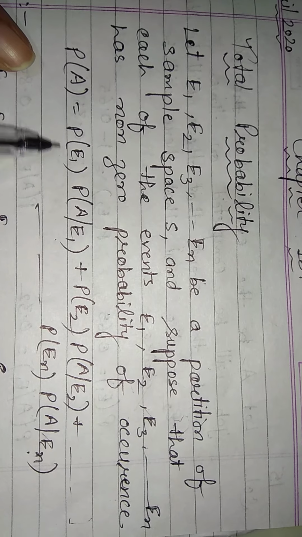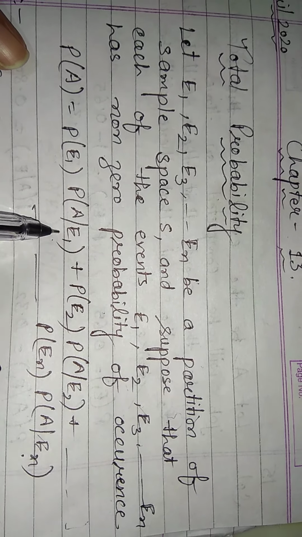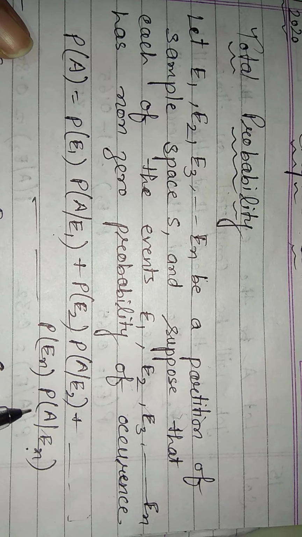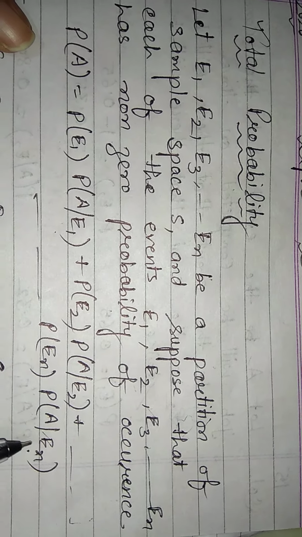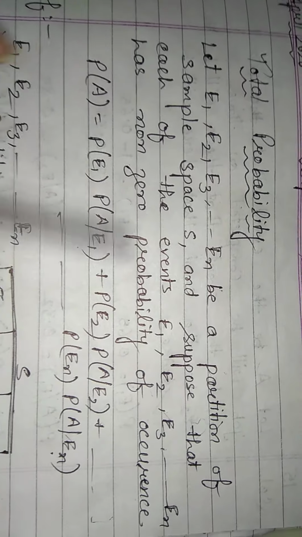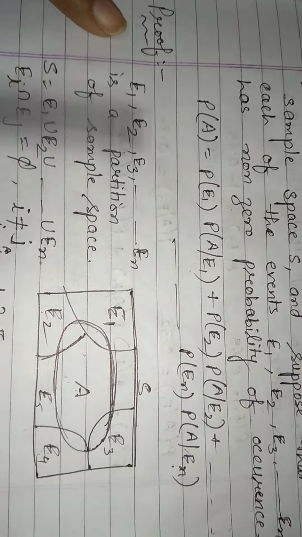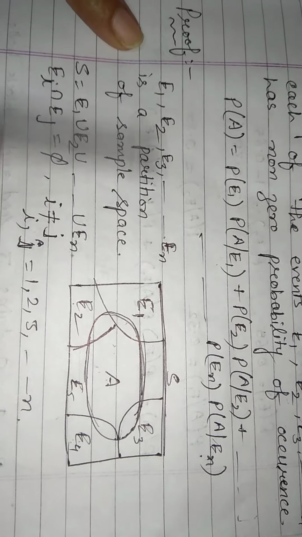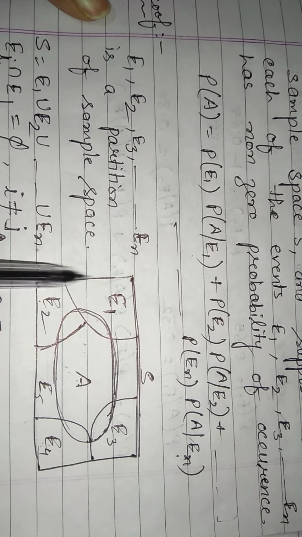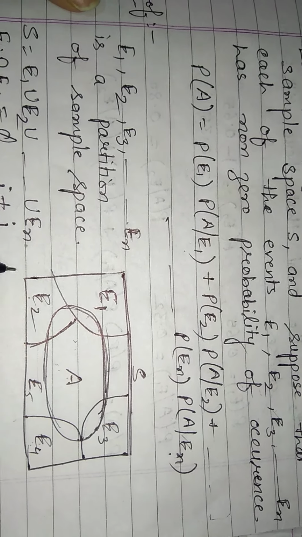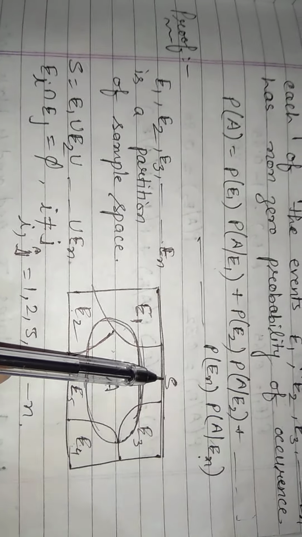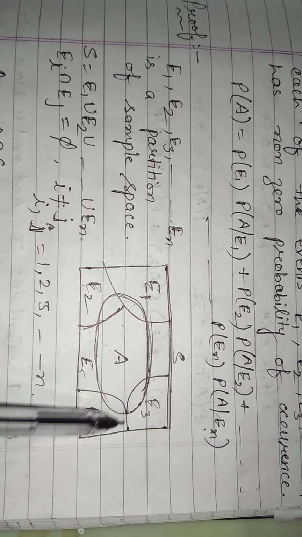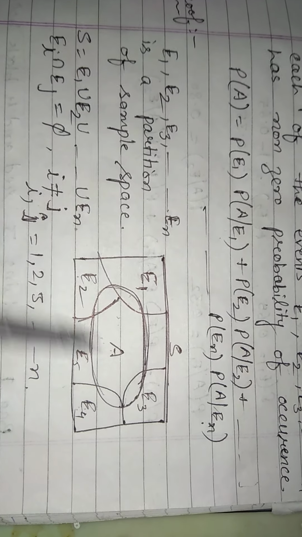P(A) is equal to P(E1) into P(A|E1) plus P(E2) into P(A|E2) and so on, up to P(En) into P(A|En). So we will show this by taking a sample space and E1, E2, E3 as the events. Look at its proof. Suppose this is sample space S. As a universal set, we will show the sample space by a rectangle, and E1, E2, E3, E4, E5 and so on are the events.